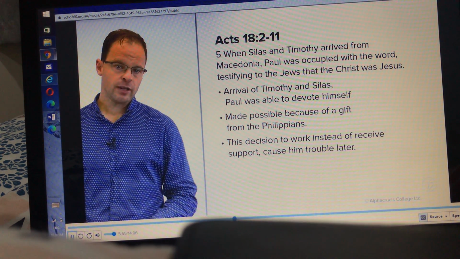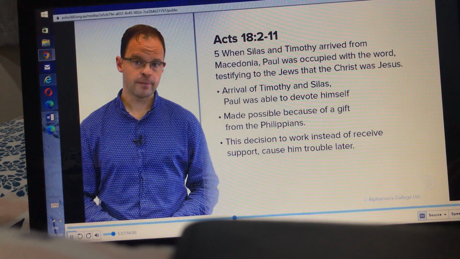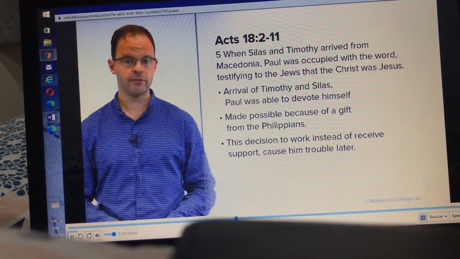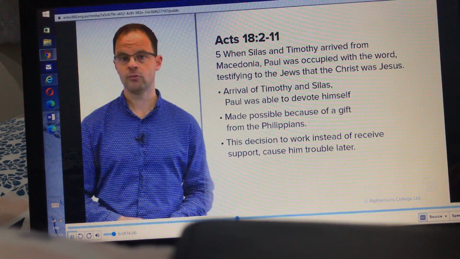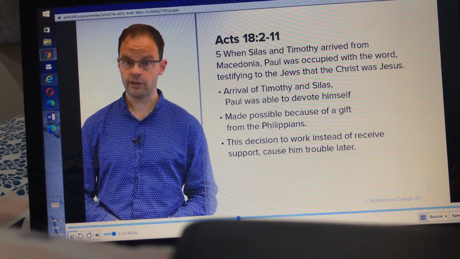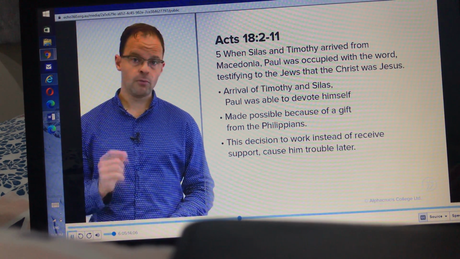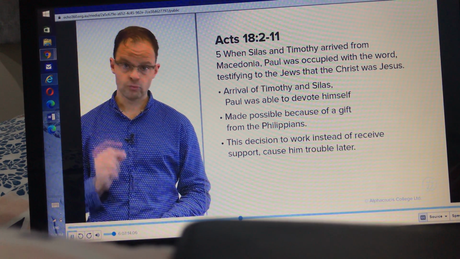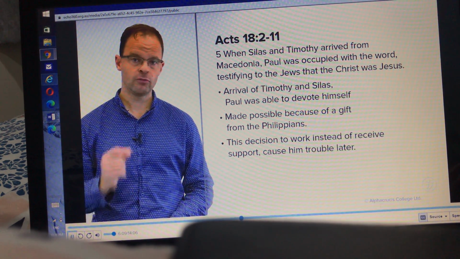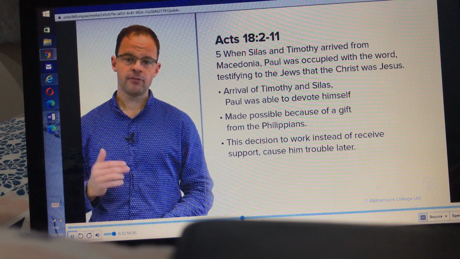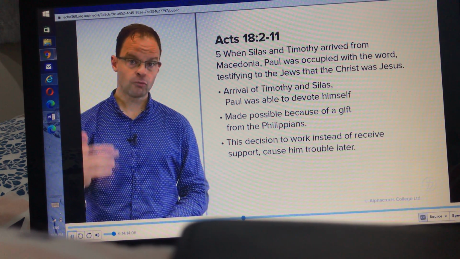Verse 5 says, when Silas and Timothy arrived from Macedonia, Paul was occupied with the word, testifying to the Jews that the Christ was Jesus. We're going to talk a lot more about this event because this is really significant in the context of the Corinthian correspondence. But what happens is that Paul has arrived in Corinth.